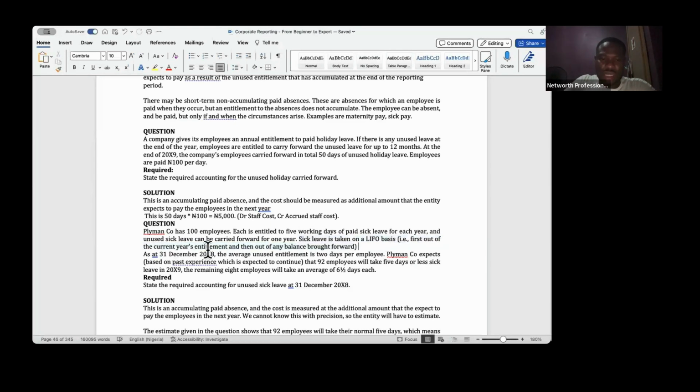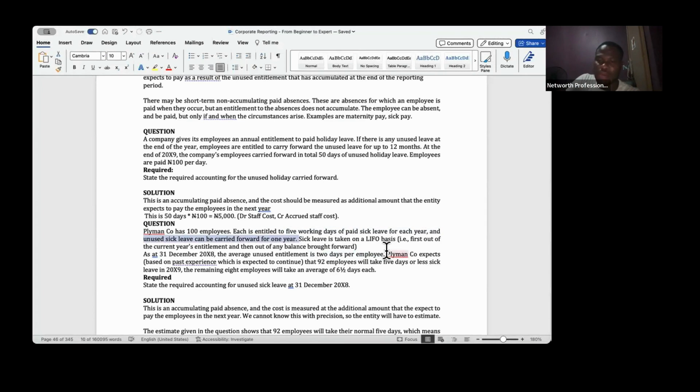We're now told that at the end of 2008, average unused entitlement is 2 days by employees. Okay. So remember that they have 5 days leave. They are not saying that all our employees did not use 2 days. They didn't use 2 days. That means which they can carry forward, because they already told us that unused sick leave can be carried forward.